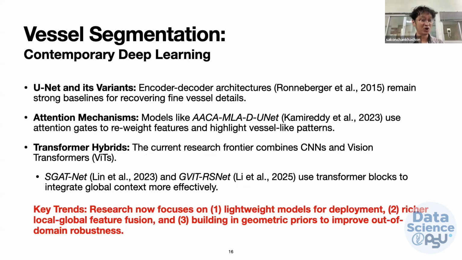Modern deep learning approaches have largely overcome these limitations. UNet and its variants are strong baselines for this task. Attention mechanisms have been incorporated to help the model focus on the vessel-like patterns. The current frontier in this area is the use of transformer-based models, which can integrate global context more efficiently.